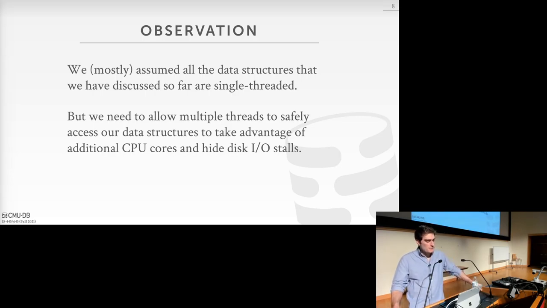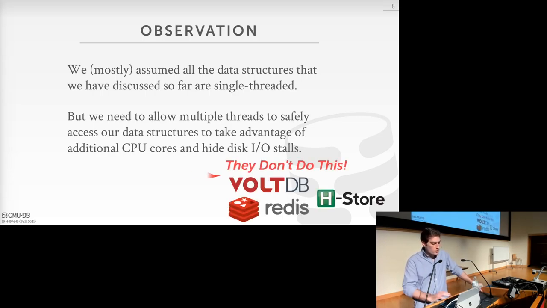So if we're going to allow multiple threads and we want to operate concurrently in our DBMS, we need some way of designing the DBMS, including the data structures and everything in the internals, in order to protect itself from concurrency errors. There are a few notable examples of systems, and we won't really talk about them in this class.